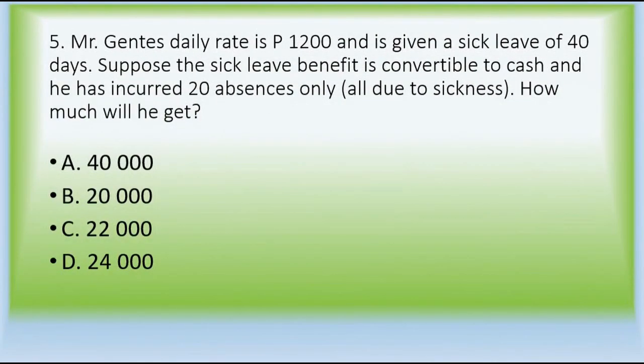Number 5. Mr. Gentes' daily rate is 1,200 pesos and he is given a sick leave of 40 days. Suppose the sick leave benefit is convertible to cash and he has incurred 20 absences only, all due to sickness. How much will he get? Letter A, 40,000 pesos. Letter B, 20,000 pesos. Letter C, 22,000 pesos. Or letter D, 24,000 pesos.